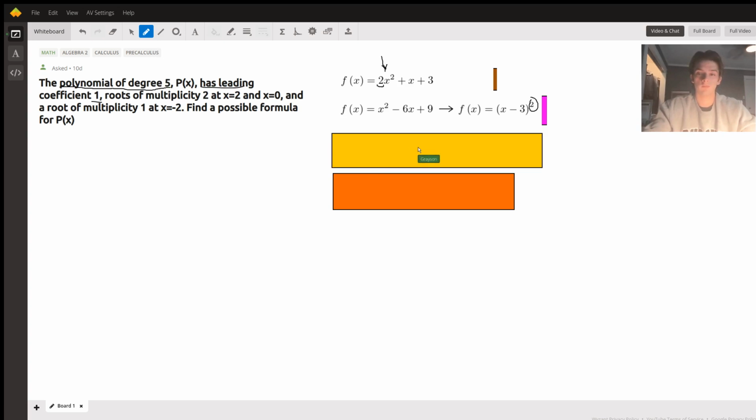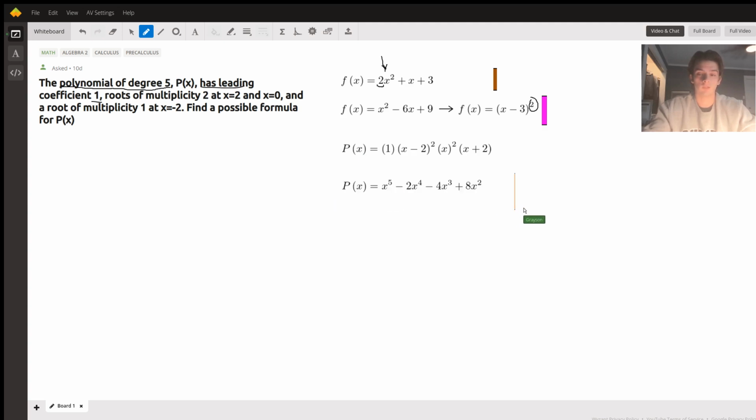And then this will be broken down to what we got. So we have p of x equals 1, which is our leading coefficient, times x minus 2 squared, because when x equals 2 it's going to be 0, with the multiplicity right there, times x squared, since when x equals 0 it's 0, and then times x plus 2, since when x equals negative 2 it's not squared, it's to the power of 1. Then when we write that out, it'll look like this.